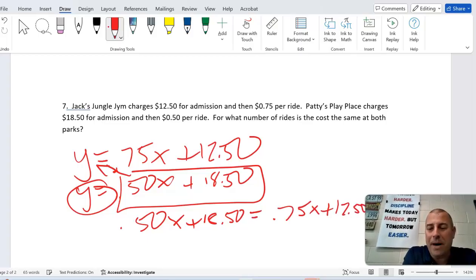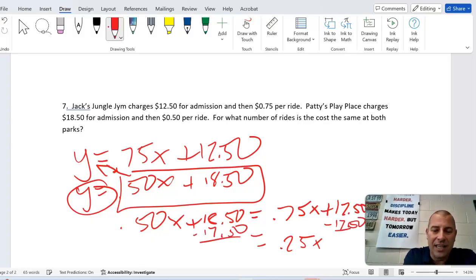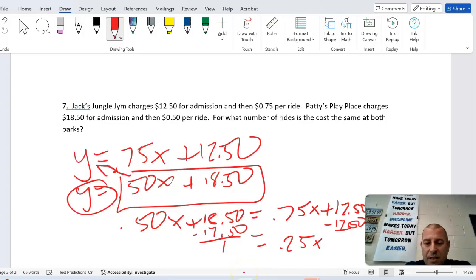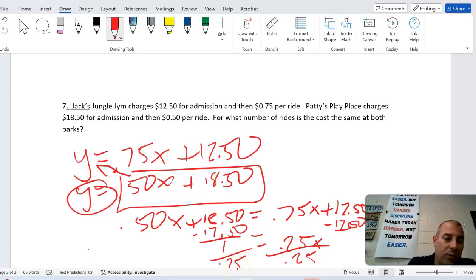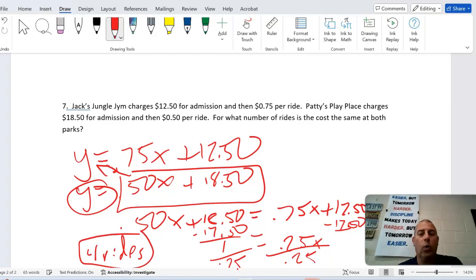The mindset there is we want to know when they're the same, so let's just set them equal to each other. But your substitution also shows we can plug this in for the y. So subtract the 50 cents over, you're going to get 25 cents, and then subtract the 17.50 over. That's $1. Divide both sides by 25 hundredths. How many groups of 4 to make one whole? It would be 4. So 4 rides is when it won't make a difference.